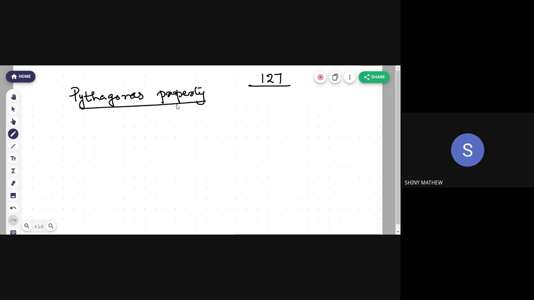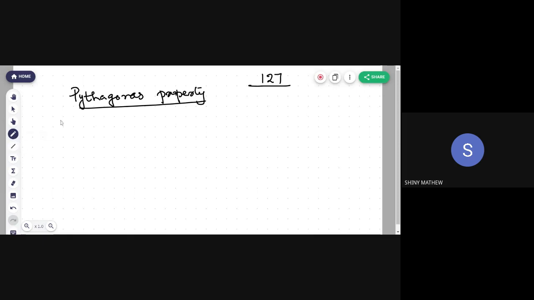Pythagoras property. That way also, sometimes you can say Pythagoras or Pythagoras. Okay, so first you listen only. After that you can write. What is that Pythagoras property?